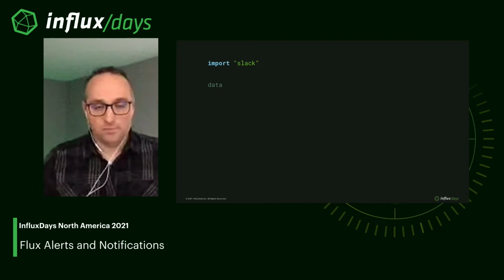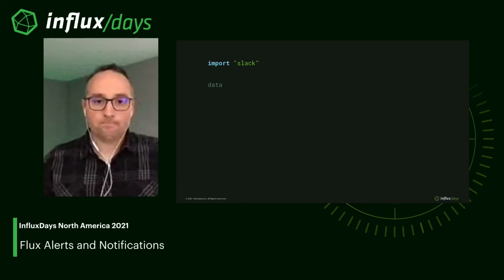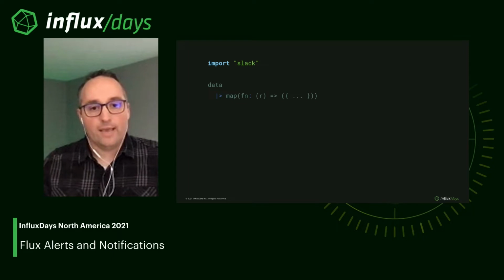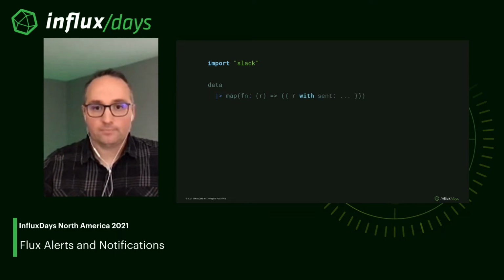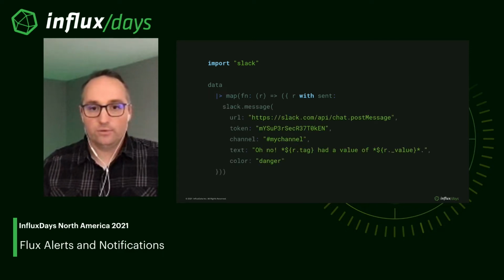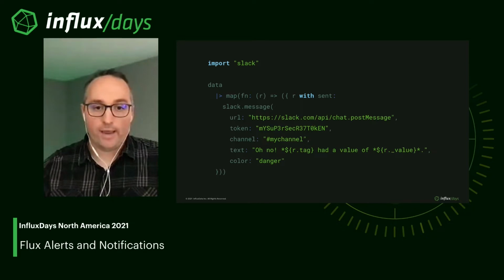So in practice, we're going to use Slack as an example again. I import the Slack package. I have a data variable that just represents some data that I've queried. I then pipe forward that data into map. I extend the row record with a sent column, and then I execute the Slack.message function with all of the necessary parameters to interact with the Slack API.